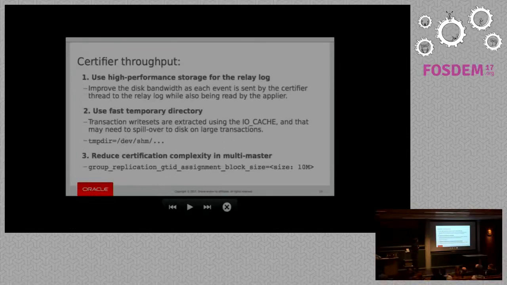Okay. So the certifier throughput. We have to certify, and as I said, we have to write it to the relay log. This is done sequentially. We certify and put the transactions there. Actually, we tried a solution where we did this in parallel, but the benefit is not very big because in the end, you'll be limited by the throughput of the writing to disk. Okay, so either you are able to handle that throughput, or you improve just a bit, but then you will still be limited by that throughput on disk.